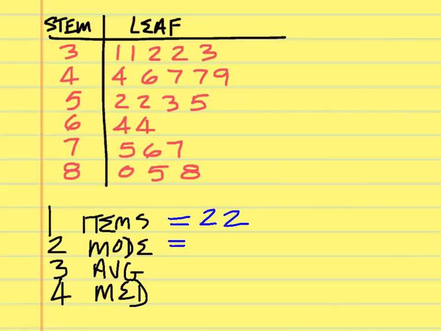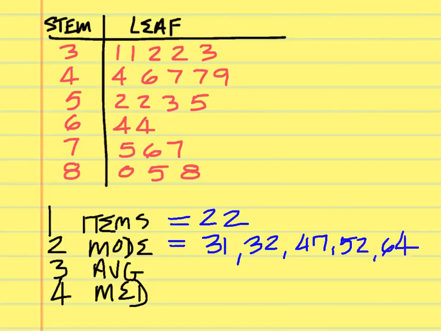And if there's more than one, start with the lowest. 31, 32, 47, 52, 64. Must have all 5 of those numbers. What is the average of the whole list? 55.1 is right. And what is the middle number? 52. Anybody else have 52? Okay. If you have all of these, come up here and collect.